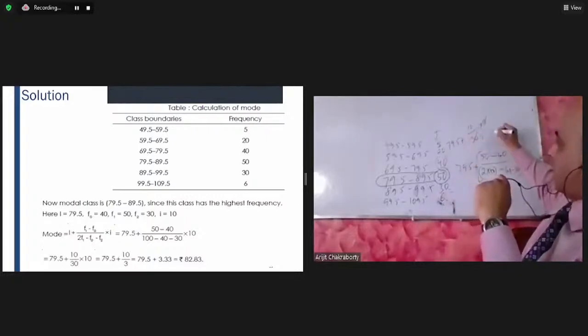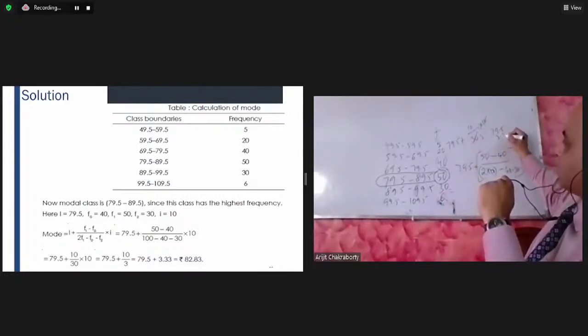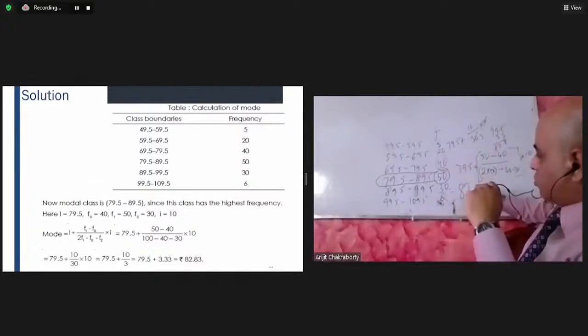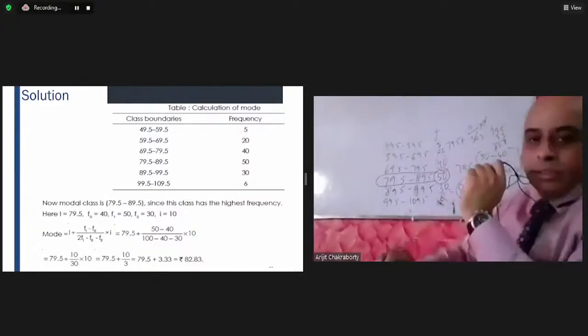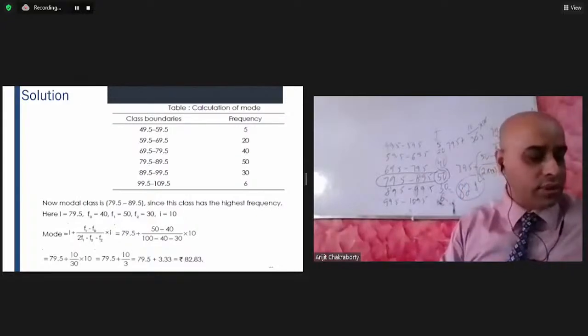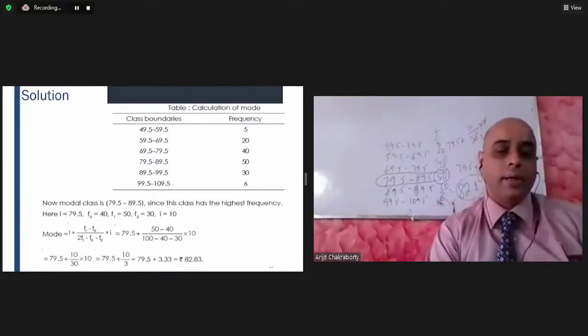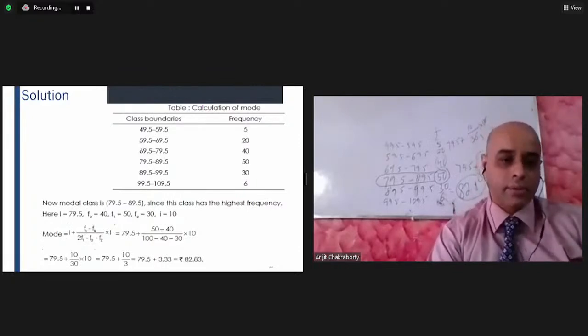So I will just add 79.5 plus 3.3. I am getting 82.8. My answer is 82.8. This is the mode which I'm getting. Yes, many of you have got it. Yes, absolutely correct. Let me share the names. Many of you have got it. 82.8 is the mode. Okay.